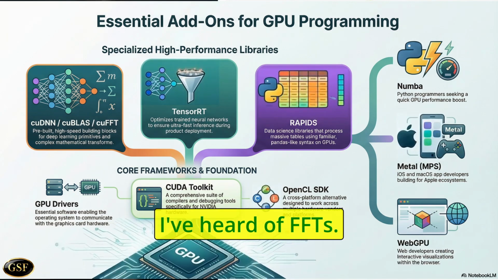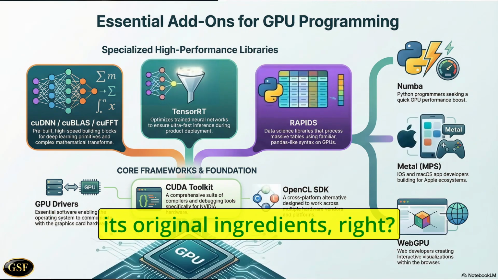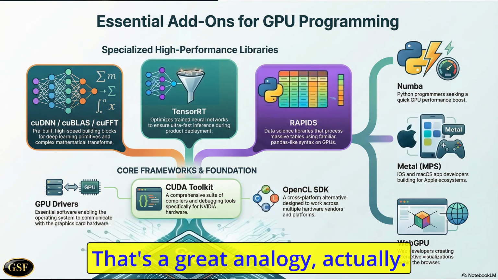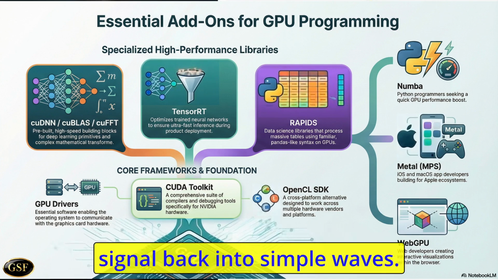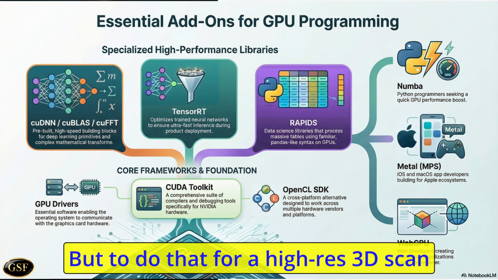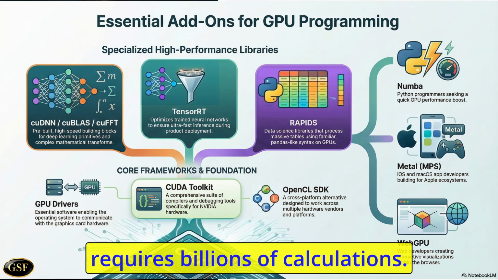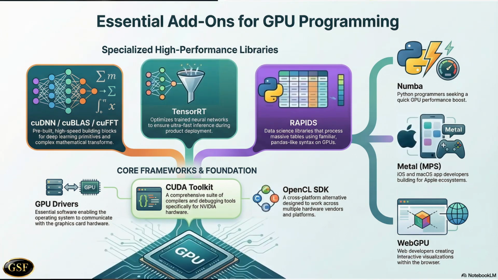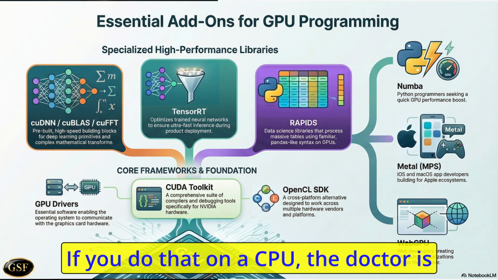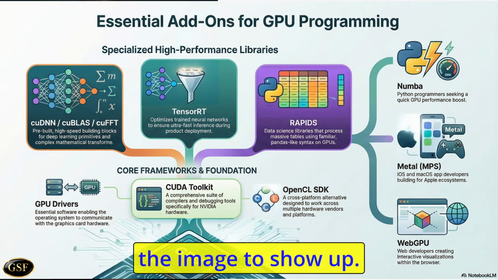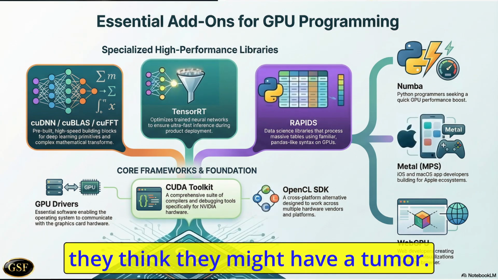I've heard of FFTs. It's like unmixing a smoothie back into its original ingredients, right? That's a great analogy, actually. It breaks a complex signal back into simple waves. But to do that for a high-res 3D scan requires billions of calculations. If you do that on a CPU, the doctor is waiting 20 minutes for the image to show up. And nobody wants to wait 20 minutes when they think they might have a tumor.